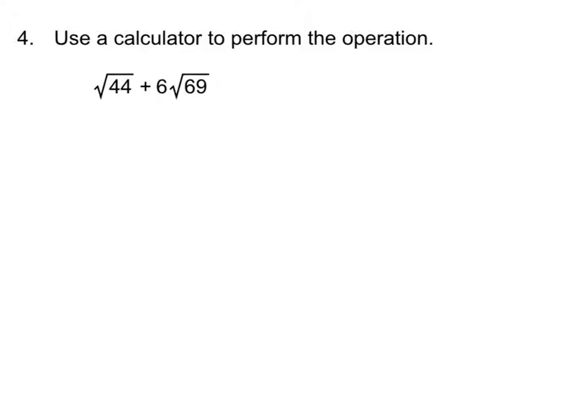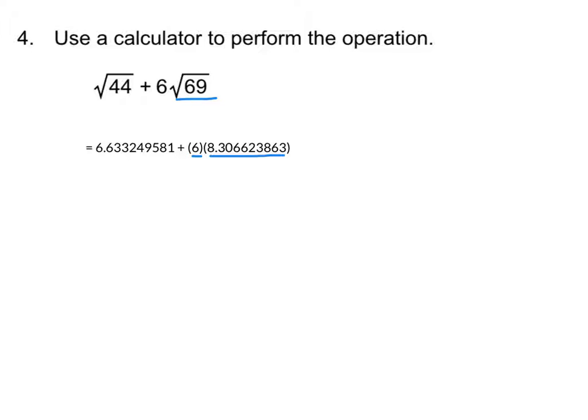Use a calculator to perform the operation, square root of 44 plus 6 times the square root of 69. First, we want to compute the square root of 44. So you'll do this on your scientific calculator. When we take the square root of 44, we get a decimal of 6.633249581. Next, we're going to take the square root of 69. When I take the square root of 69, I get a decimal of 8.306623863. And notice that I left the 6 being multiplied to it.